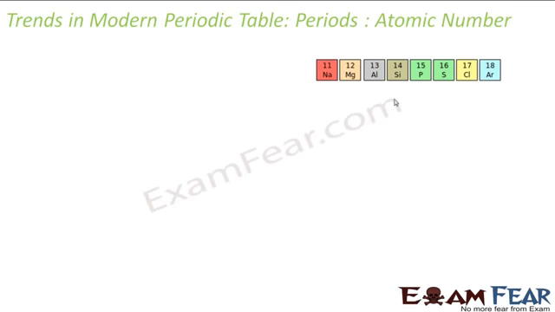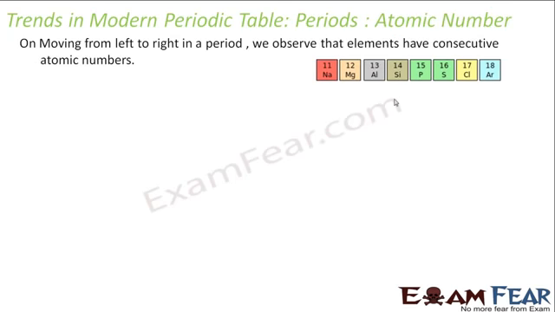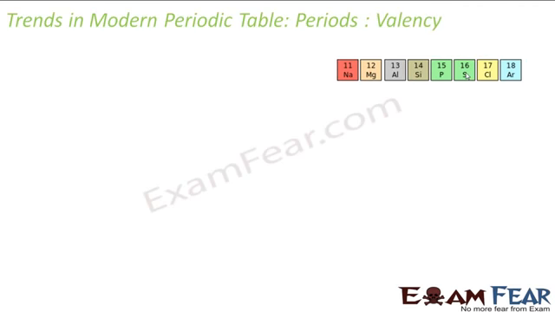If you talk about atomic number, we observe that the elements have consecutive atomic numbers. There's 11, this guy is 12, 13, 14, 15, 16, the list increases. So they have consecutive atomic numbers.